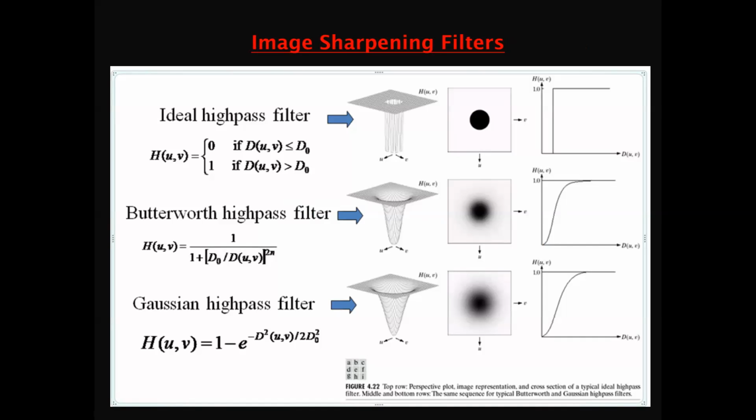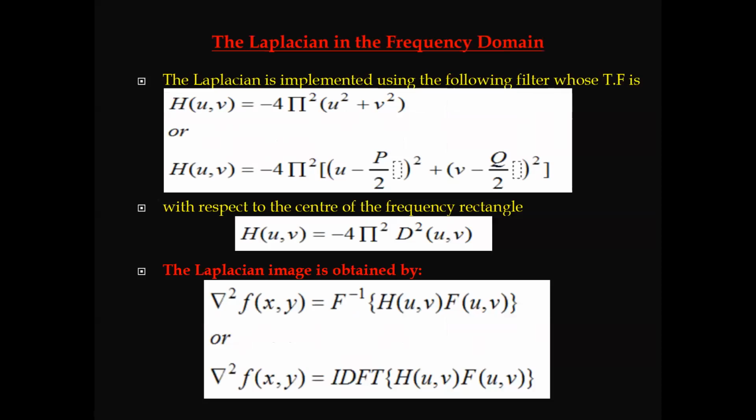Similarly, for the Butterworth high pass filter, H(u,v) equals 1 by 1 plus [D0 by D(u,v)] whole power 2n, and the Gaussian high pass filter H(u,v) equals 1 minus e power minus D squared (u,v) by 2 D0 squared.